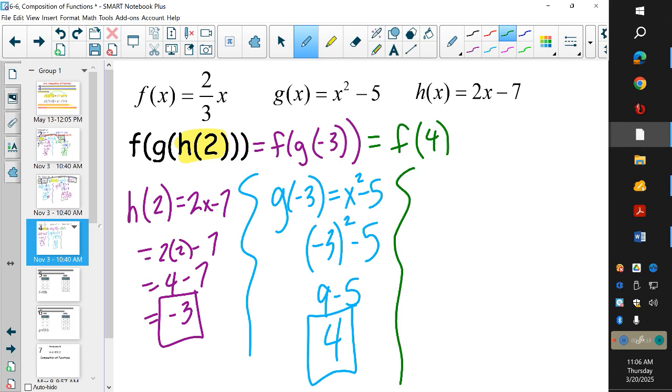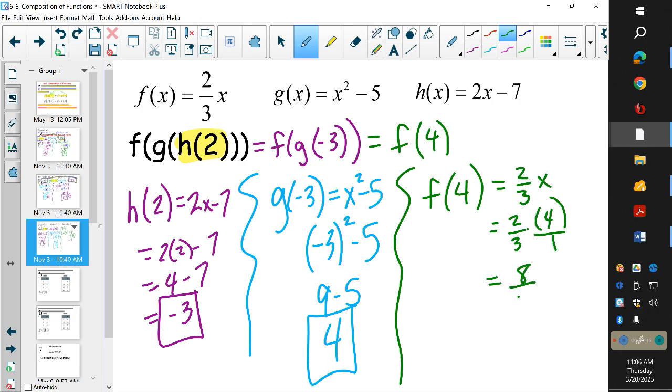So now, what is my number touching? F. So I'm going to do F at 4. Yes? Okay, so if I'm doing F at 4, what is F defined to be? 2/3 times x. So every place I have an x, I'm going to plug in a 4. Put that 4 over 1, because now I have a fraction times a fraction. Multiply straight across, I'm going to get 8 over 3. What does 8 over 3 represent? It represents f at 4.